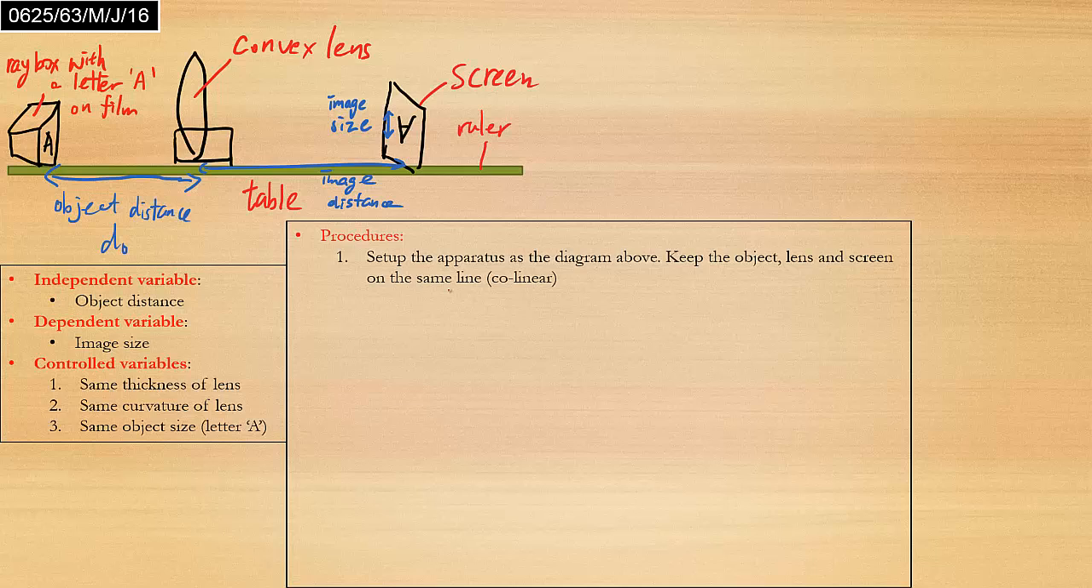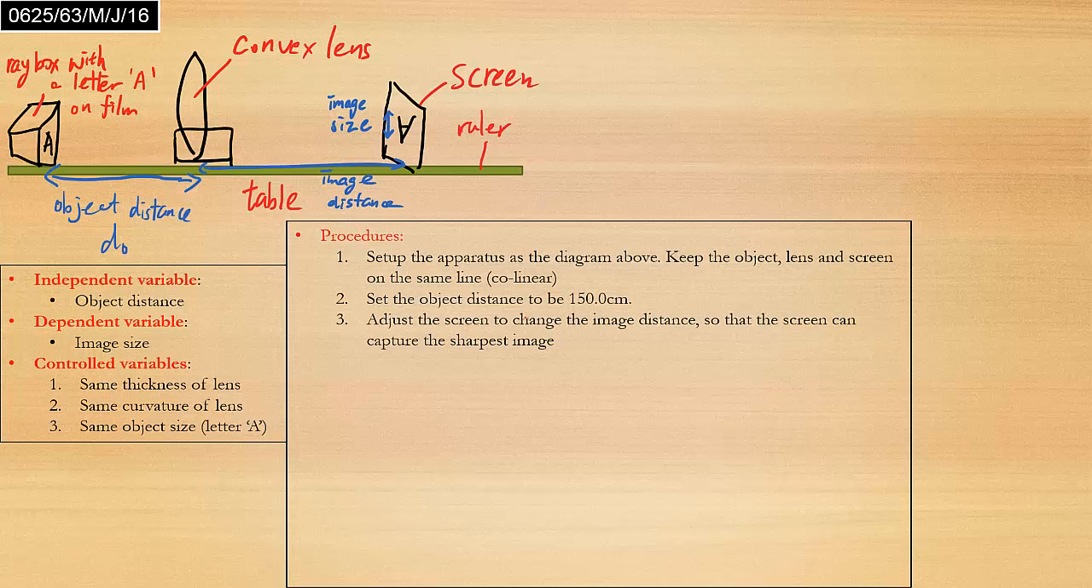For procedures, firstly, set up the apparatus like the diagram, and make sure they are collinear. So I think some of you may consider putting it as a precaution, and I think it's fine, but I would rather put it in the procedure and write something else for the precaution. And I would like to set the object distance as 1.5 meter, and then I would adjust the screen just like what you did in the lab in school. Move this screen along the ruler so that you can get a sharp image. So in terms of wording, you can see I use more precise wording, sharpest image, and change the image distance. Number four is to measure and record down the image size.